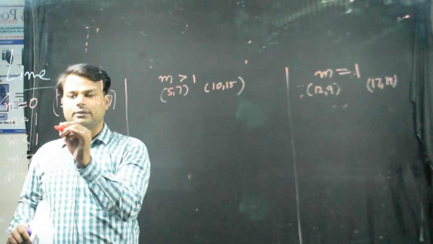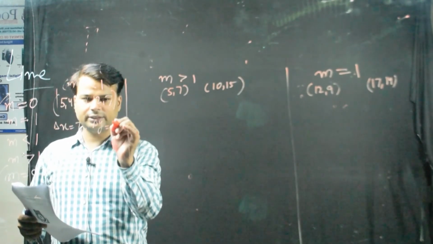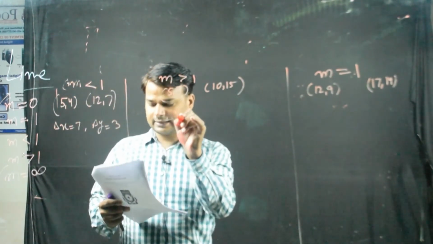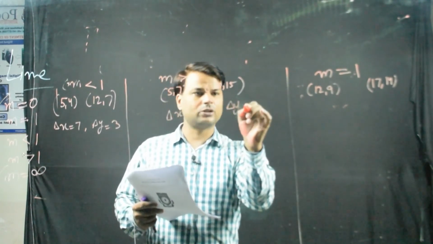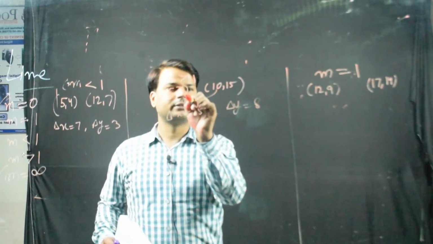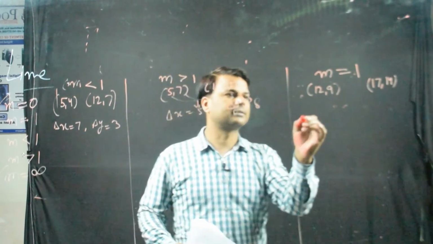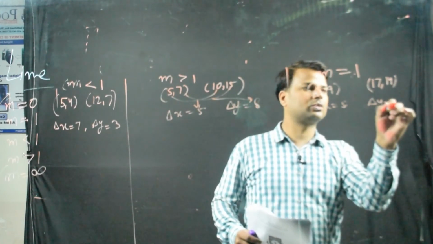For example, delta x is equal to 7, delta y is equal to 3; delta x is equal to 5 and delta y is equal to 8. We are taking the differences: 10 minus 5 is 5, 15 minus 7 is 8, like this. Delta x is equal to 5 and delta y is equal to 5.